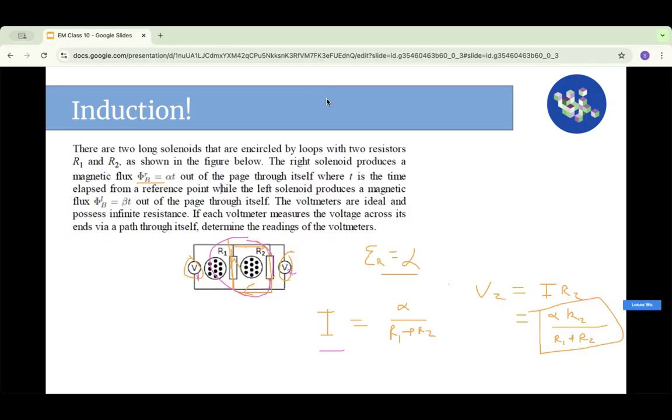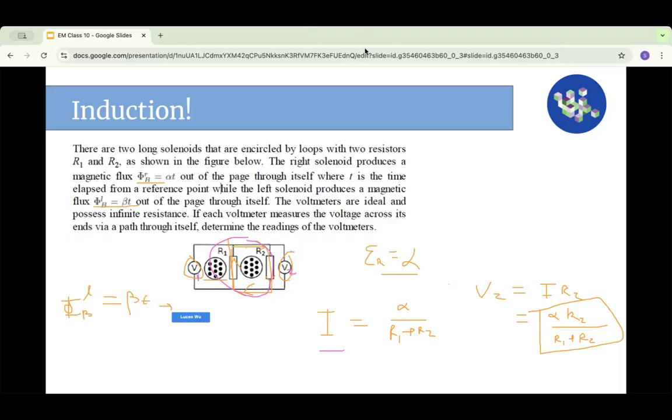Now, how do we find the voltage on the left voltmeter, V1? That's a bit more complicated. Why? Because we have another solenoid here, and it's producing its own EMF. So how do we take that into account? We know that for the left solenoid, the flux is beta T. Let me draw on the left side. The flux phi B of the left solenoid is equal to beta T, and it's coming out of the page, right?